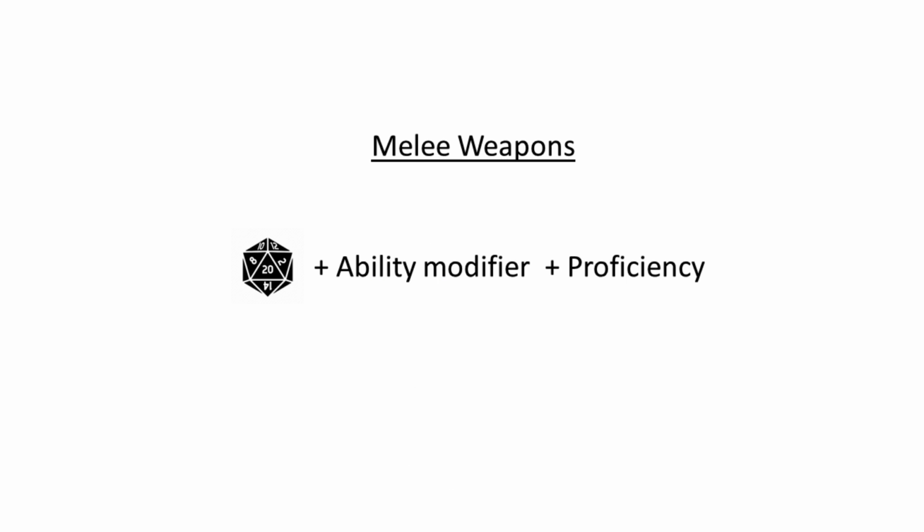All d20 rolls on your character sheet will have these boxes for you to fill out. Now let's look at a strike, specifically melee strikes. Like all d20 rolls, we use the same formula: d20 plus the ability modifier plus proficiency. In this video, we'll mostly talk about melee weapons. That means the ability modifier will be strength.